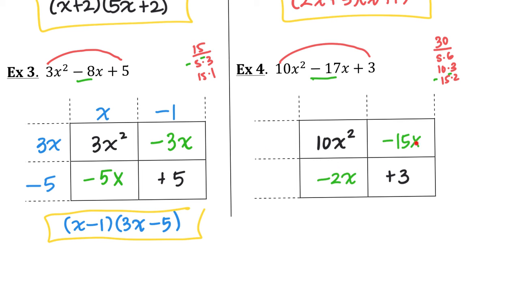Okay, I like to start on the first row, although you could do it this way. Between 10x squared and negative 15x, I can take out a 5, and I can also take out an x. To get 10x to the second, 5x times 2x. To get negative 15x, that's got to be 5x times negative 3. To get this, 2x times negative 1. And then to check, negative 1 times negative 3 is positive 3.